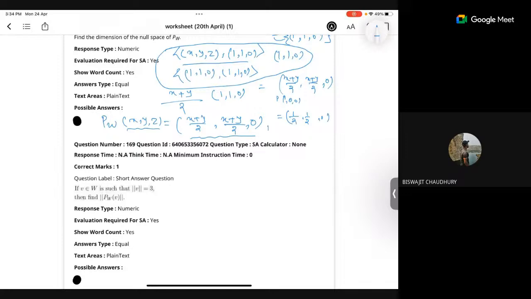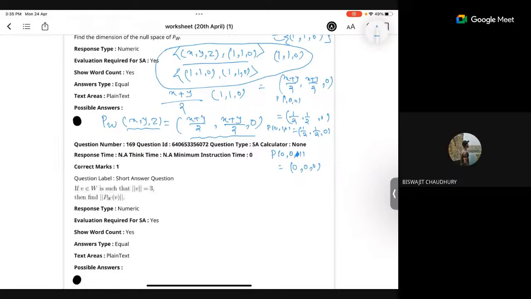1 by 2, 1 by 2, 0. P of 0, 1, 0 will get the same thing, 1 by 2, 1 by 2, 0. And P of 0, 0, 1 will get 0, 0, 0, right?